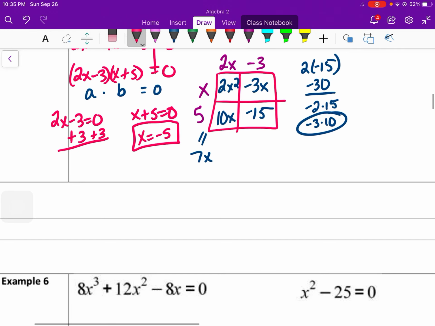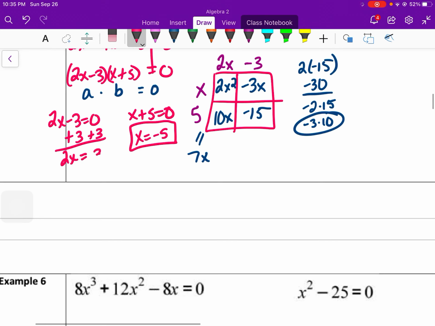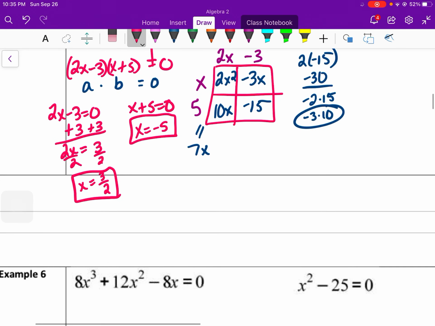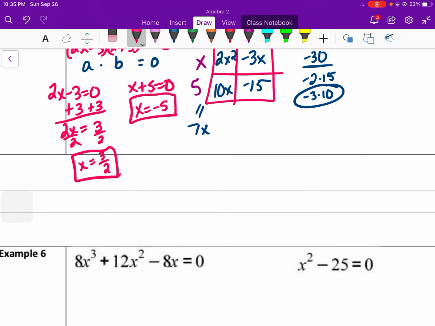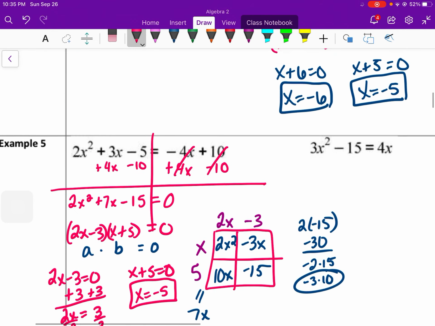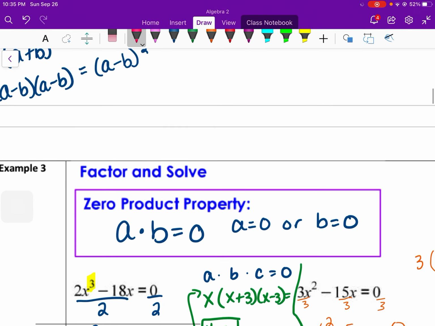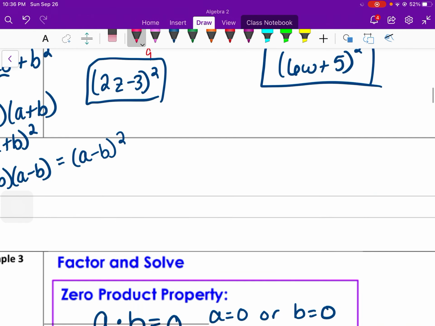This one I have to add 3, and I'm going to end up getting a fractional answer because 2x equals 3, divided by 2, and x equals 3/2. All right. For the sake of time here, I think I'm going to be done with this video.